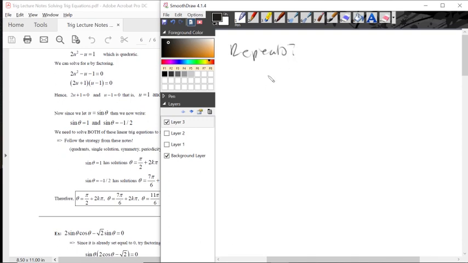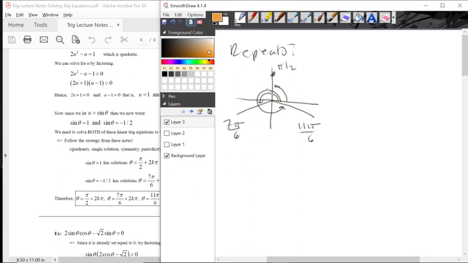Okay. If we have the solutions at, let's say, pi over 2, which was 1, 7 pi over 6, okay, that would be this rotation right here. That was pi over 2 right there. And 11 pi over 6. Okay, can we express these using repeats?